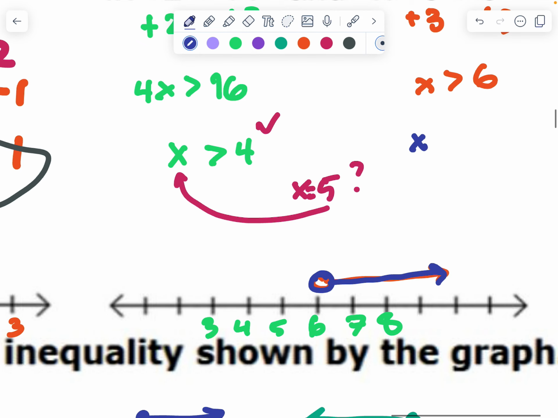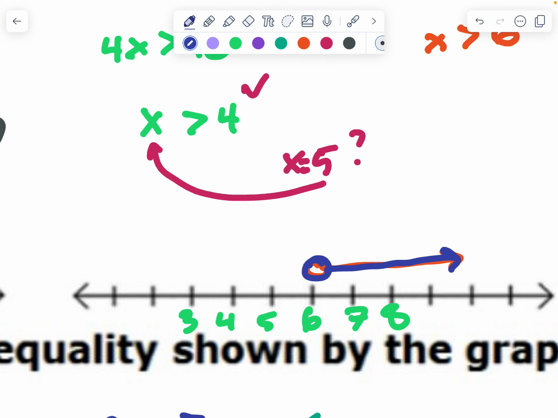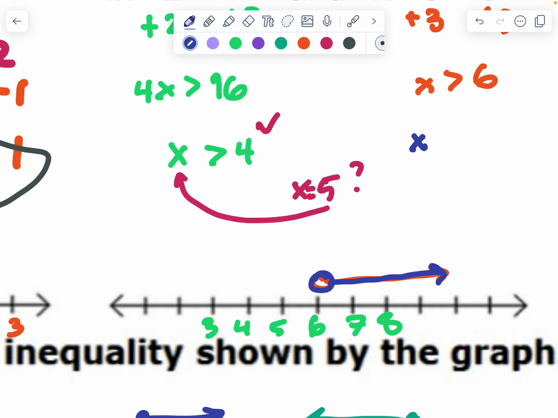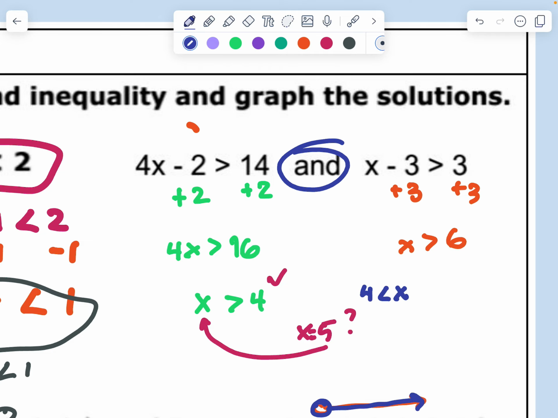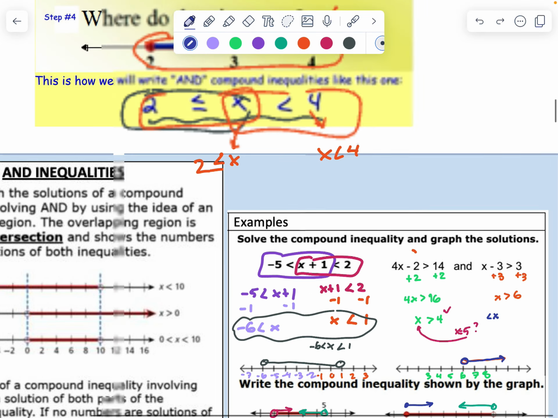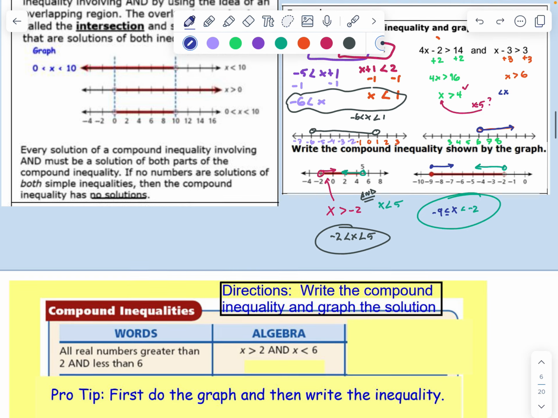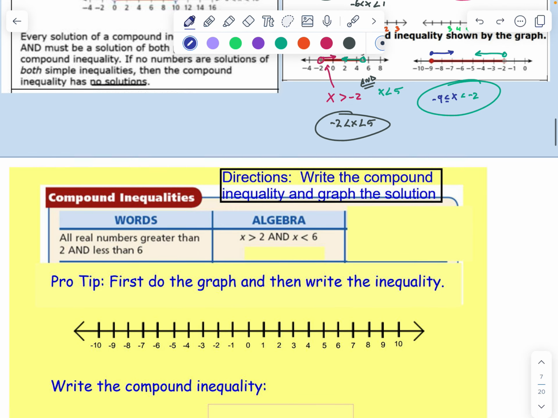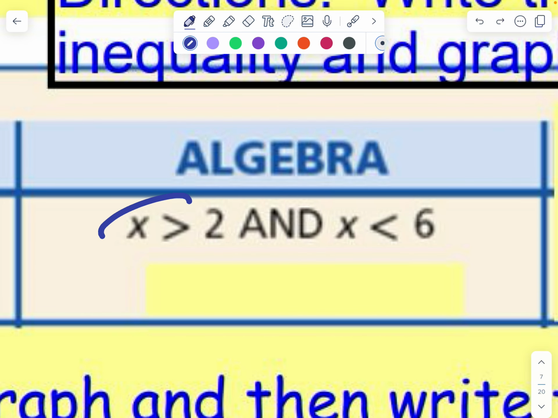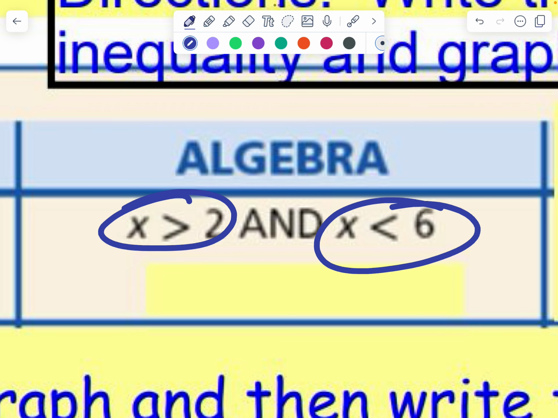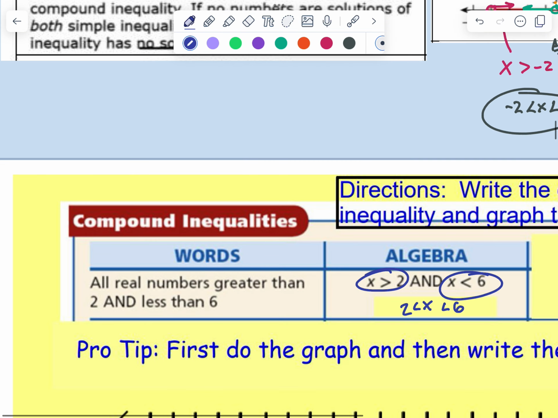There's not as clean of a way to write this. I don't love the idea of saying, hey, x is bigger than 4 and x is bigger than 6. We don't typically do that, which is why you see the word and put in between them. So ands, we're looking for overlaps. Ands have a nicer notation where like this one is a greater than and a less than. Ands have that nicer notation of x is greater than 2 and x is less than 6 put together like that.